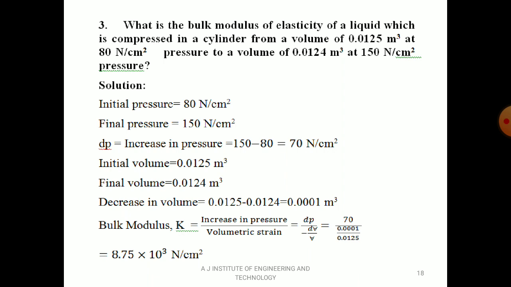So that is equal to 8.75 into 10 to the power 3 Newton per centimeter square. Here also there is no need of converting to Newton per meter square. If it is confusing, you can convert to Newton per meter square just by multiplying by 10 to the power 4. So 8.75 into 10 to the power 3 into 10 to the power 4 Newton per meter square, that is equal to 8.75 into 10 to the power 7 Newton per meter square. This is the value of bulk modulus. So these are the problems related to bulk modulus and with respect to shear stress. Okay, thank you.